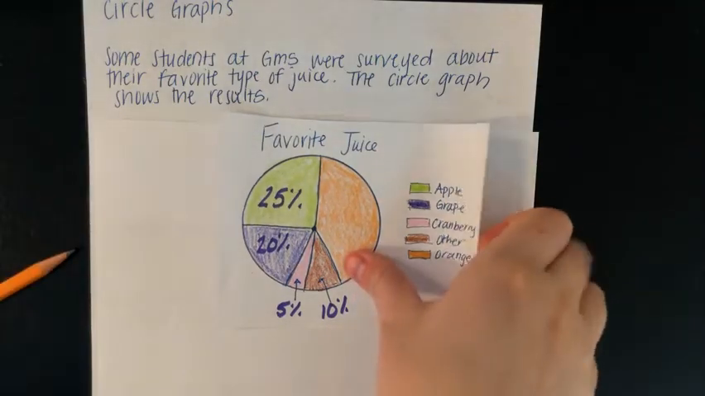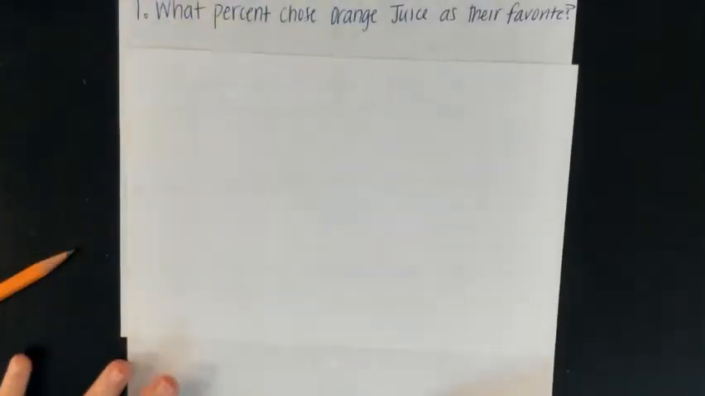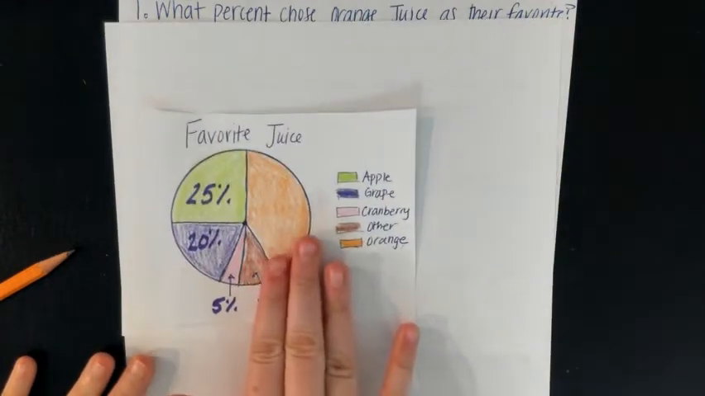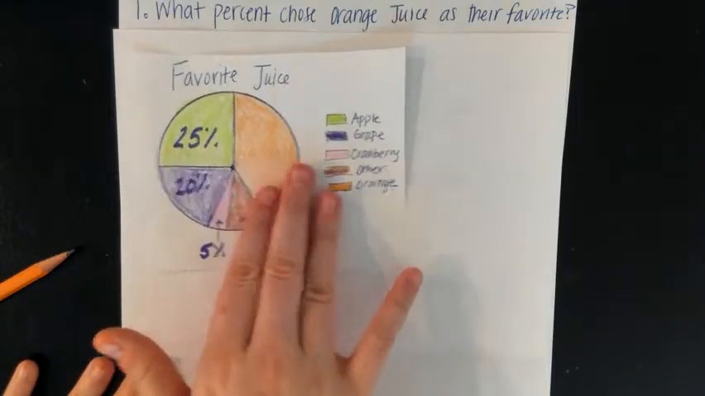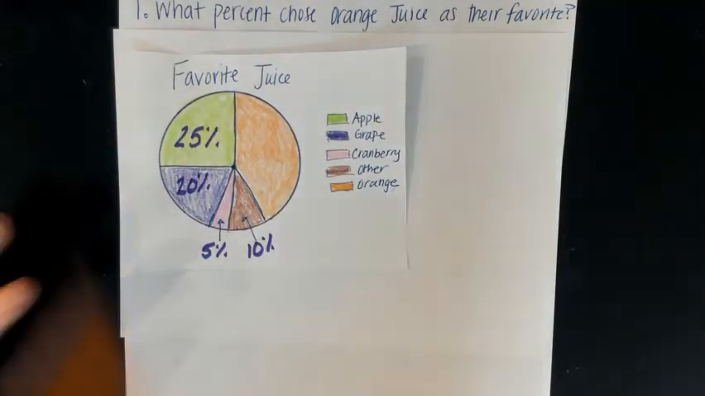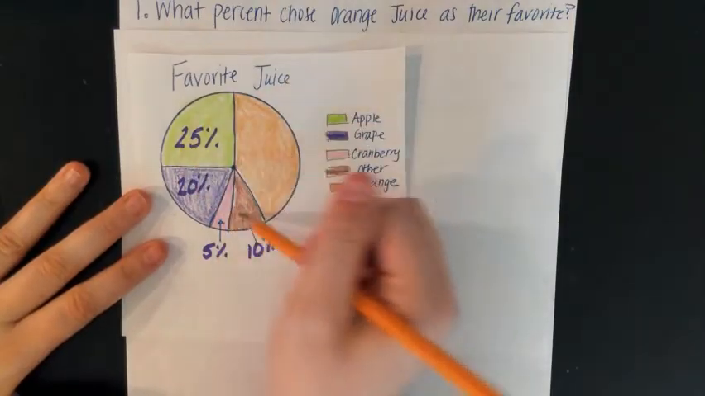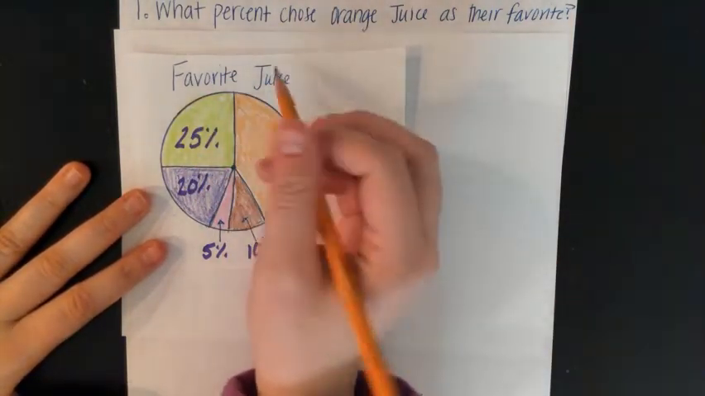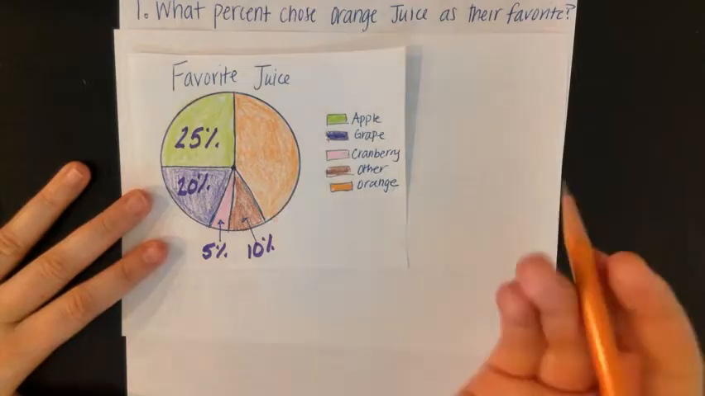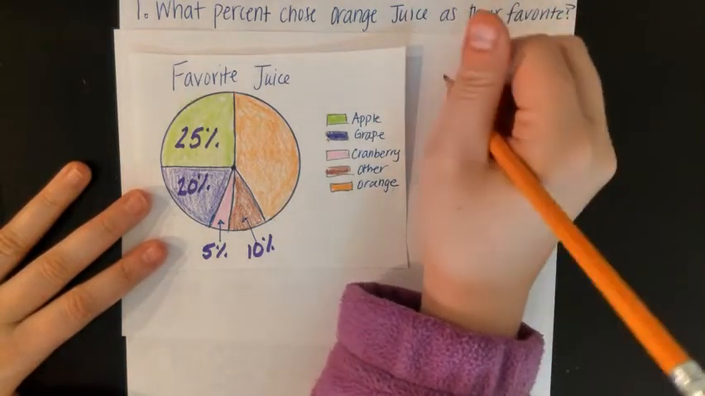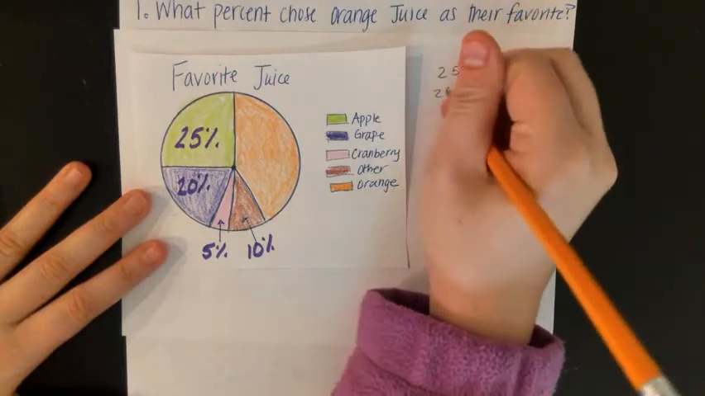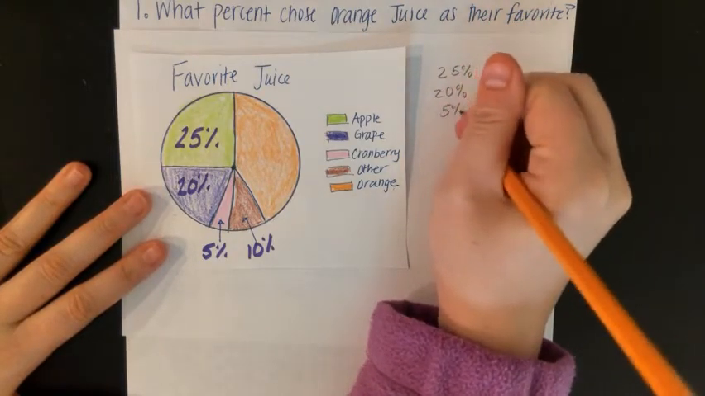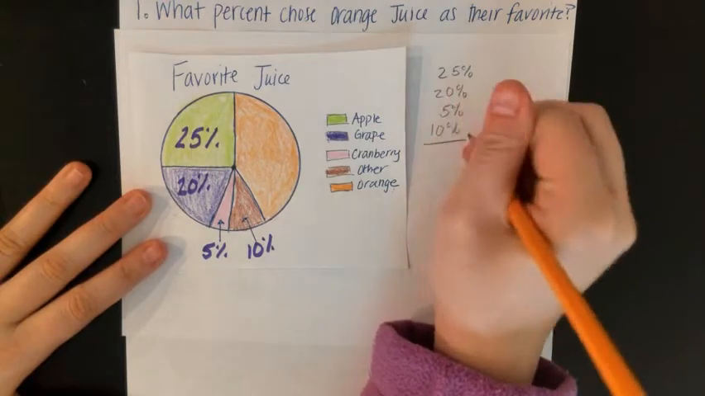So that's going to be our first question. What percent chose orange juice? So I'm going to go ahead and solve that. Now, if you can remember back to percents, the whole for percent is 100%. So to find this missing piece, all these together are 100% because that's our whole. So what I can do is add them up and then subtract from 100. So I'm going to add the percents: 25% plus 20% plus 5% plus 10%.